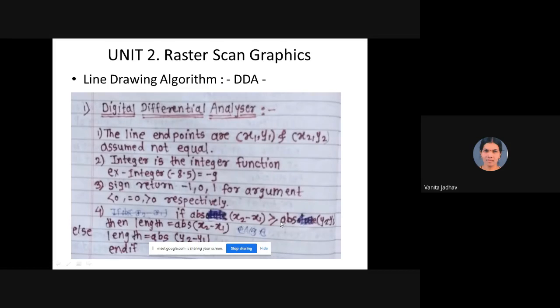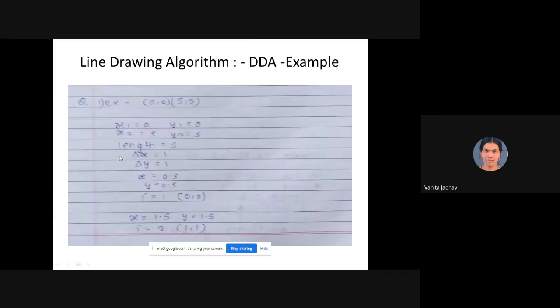So both are the same. So either take the length as absolute of x2 minus x1 or you can take the length as absolute of y2 minus y1. Both values are the same, so consider either absolute of x2 minus x1 or y2 minus y1, because both values are 5. So that's why we calculated the length as 5. Yes, everybody got the clear idea?